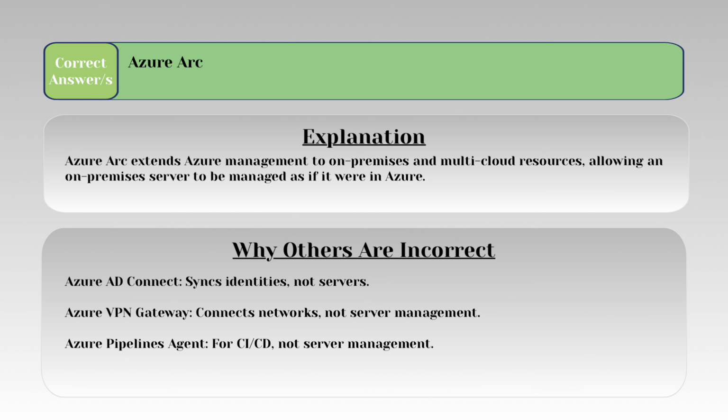Why the other options are incorrect: Azure AD Connect syncs identities, not servers. Azure VPN Gateway connects networks, not server management. Azure Pipelines Agent is for CI/CD, not server management.